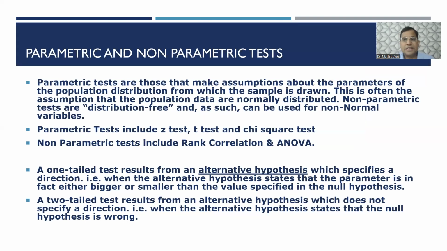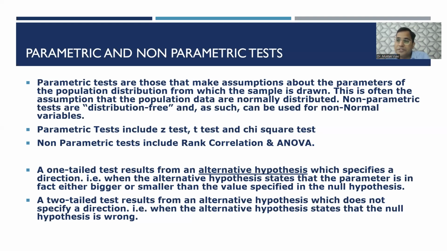Now, parametric test and non-parametric test. These are the two types of tests. Parametric tests are those that make assumptions about the parameters of the population distribution from which the sample is drawn. This is often the assumption that population data are normally distributed. So parametric test is based on the assumption that the population has a normal distribution.